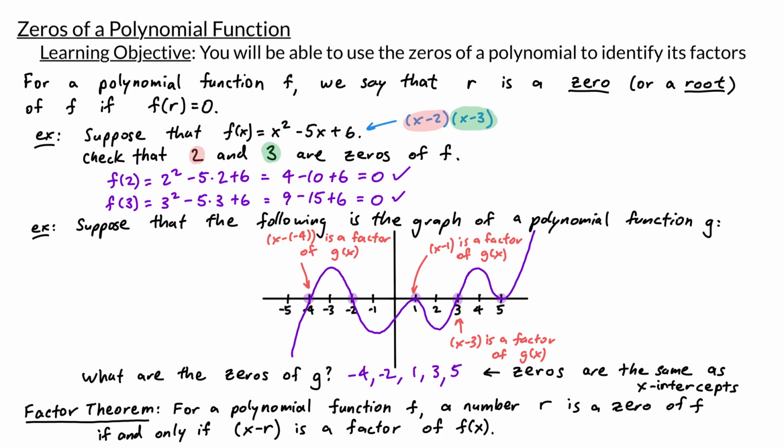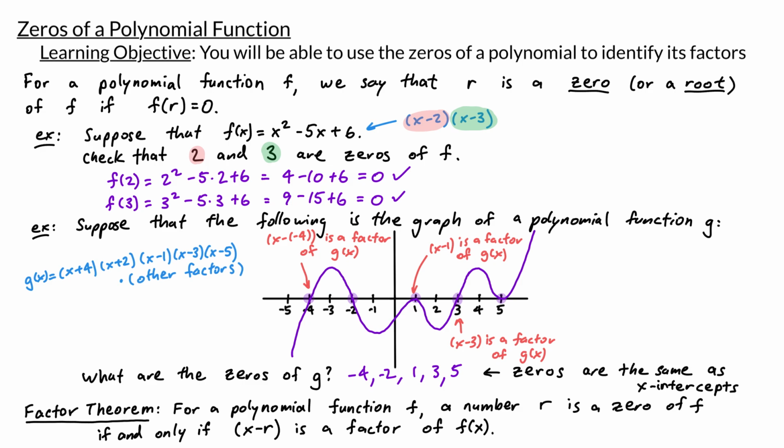Knowing that our polynomial function g has all of these factors, we can say that g of x is a product of x minus negative 4, which we can write as x plus 4, times x minus negative 2, which we can write as x plus 2, times x minus 1, times x minus 3, times x minus 5. Again, we have these factors of g because negative 4, negative 2, 1, 3, and 5 are the zeros of g. Now, this isn't necessarily the entire formula for g of x. We just know that g of x has these factors, but it might have some other factors as well.